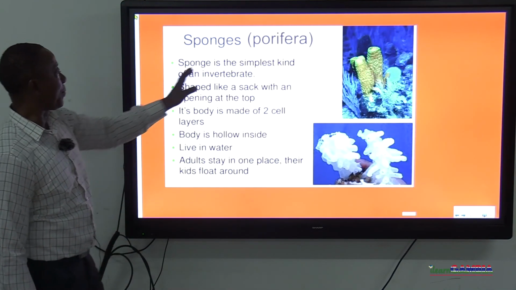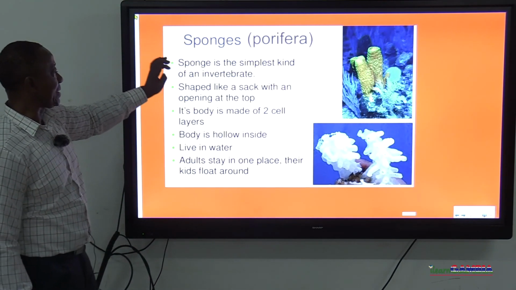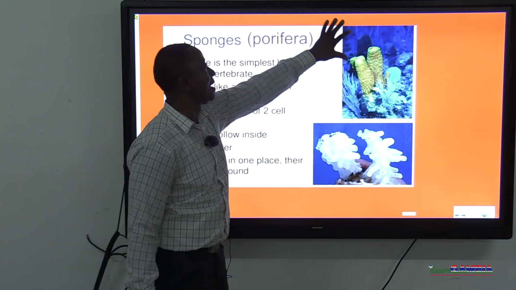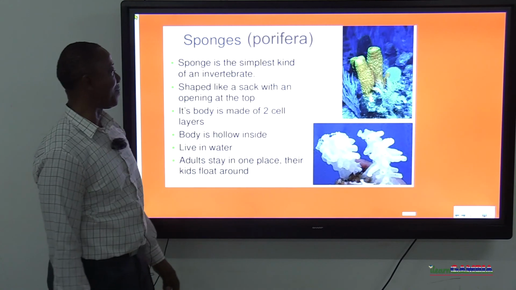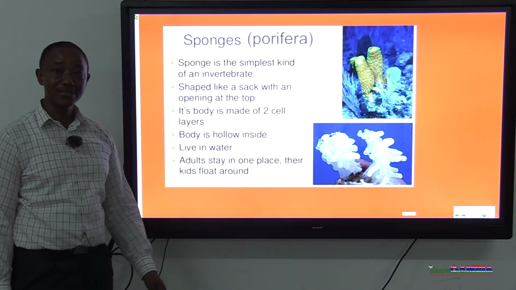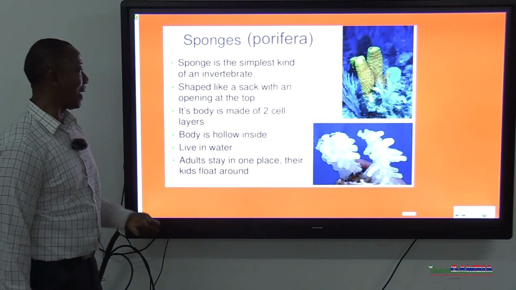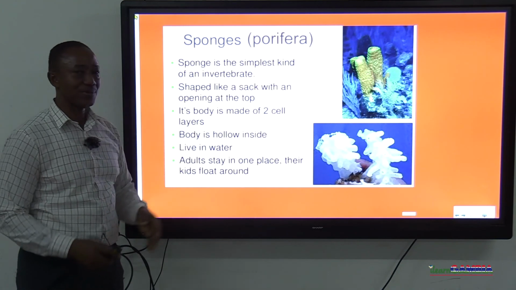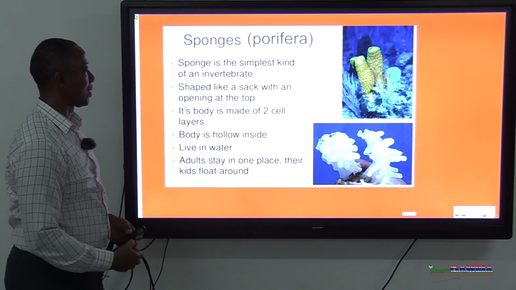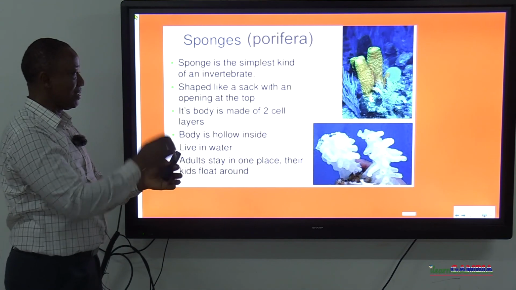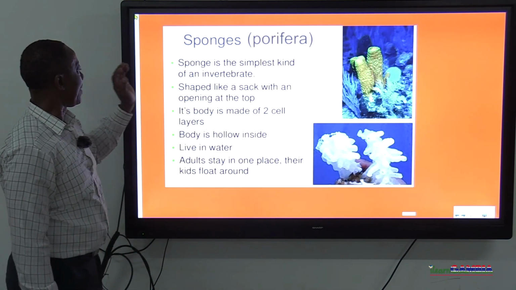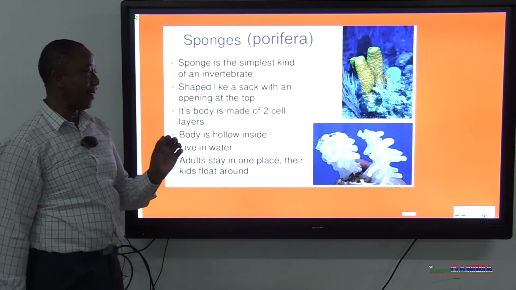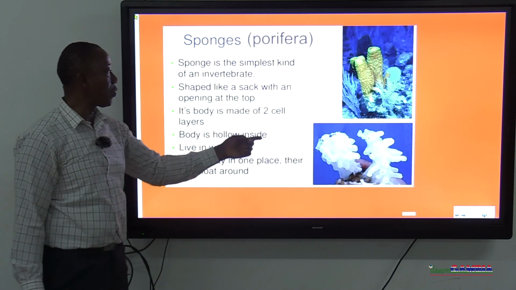Sponges or Porifera, they are the simplest kind of the invertebrates. Most times they don't move, they are in one place. And often if you visit them in the water, deep sea or some other areas, you might confuse them for plants because they look more like plants. But actually, the name Porifera simply means a tube with a hole. They look like a tube sitting with a hole in it. They are shaped like a sac with an opening at the top. The body is made up of a 2-cell layer, and it is hollow inside.